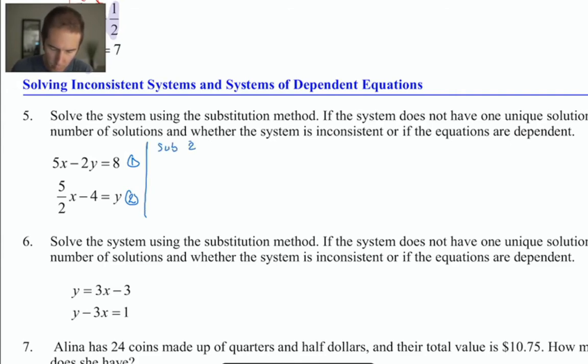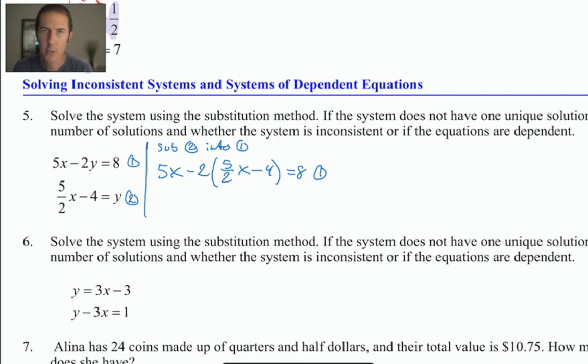Substitute 2 into 1. So that gives us 5x minus 2 times our new y value, which is 5/2 x minus 4. And that's still equal to 8, and that was equation 1 with our new y value substituted into it.